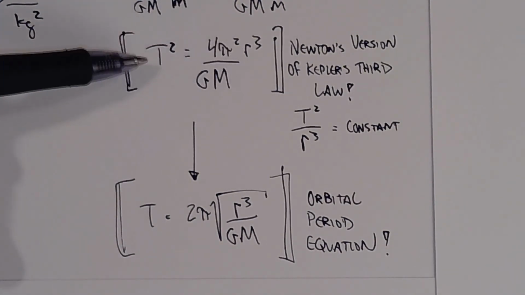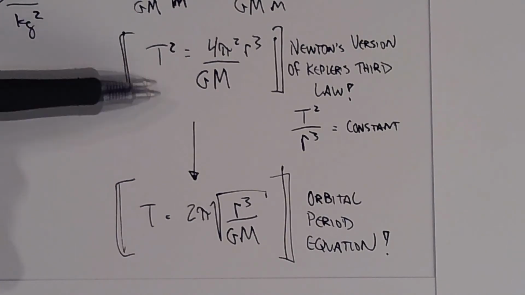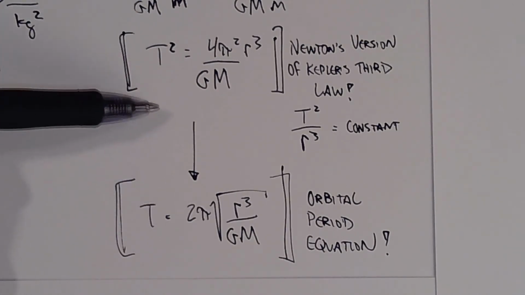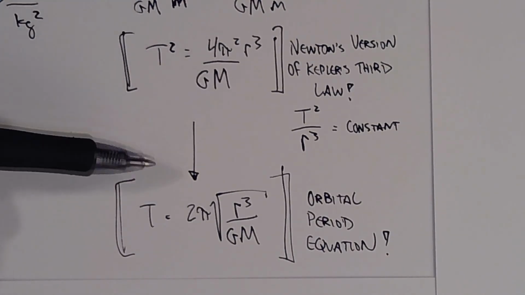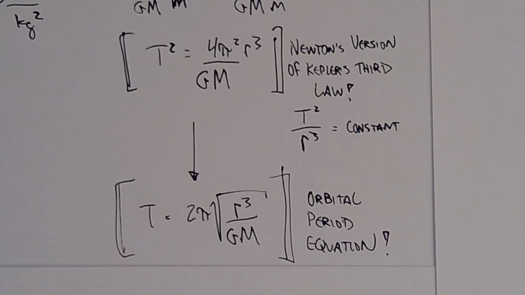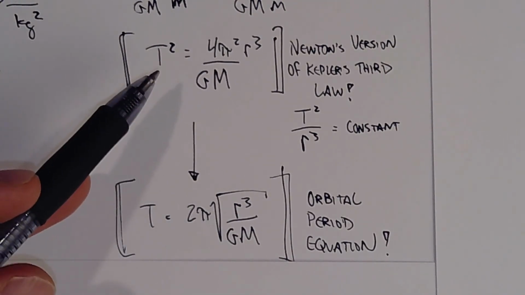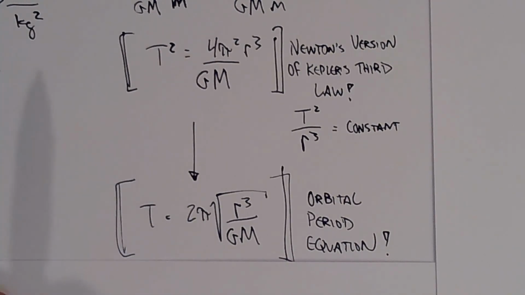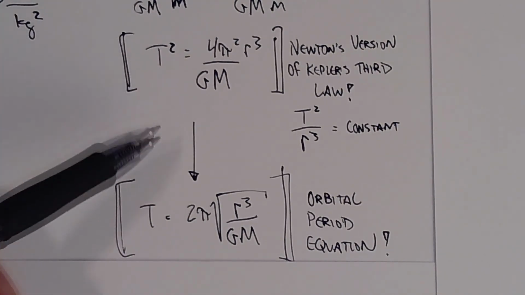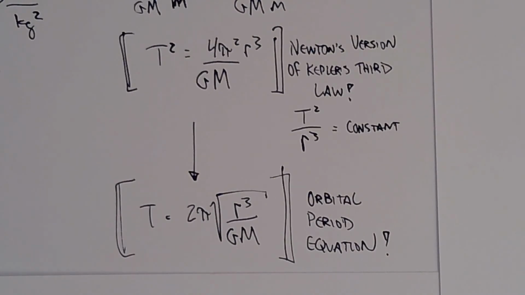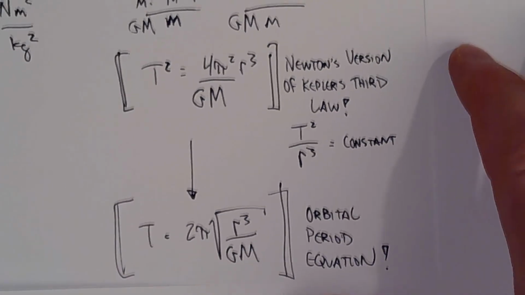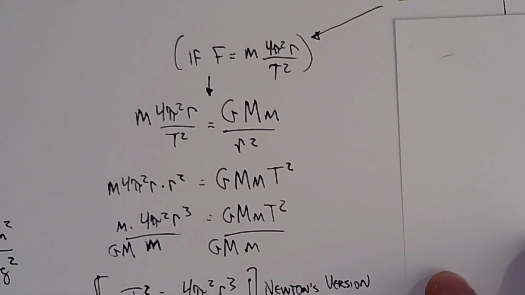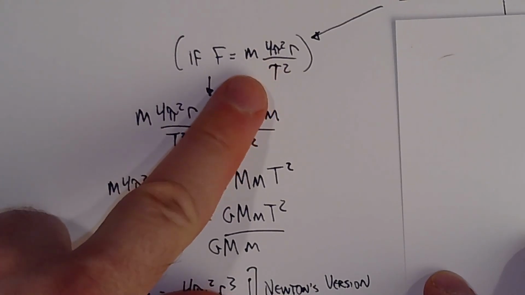So we've got Newton's version of Kepler's third law and the orbital period equation. Again, I really hesitate to call these two different equations because you can see they're directly related to each other. You just take the square root of both sides. But it is what it is. Just remember, if you're only given one of these, obviously you can then derive the other one. Probably easier starting from here going down. Okay, so that's what happens if you take NULG, Newton's universal law of gravitation, and you plug in the m 4 pi squared r over t squared.